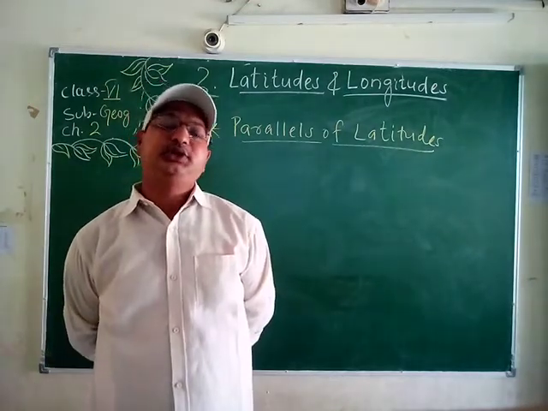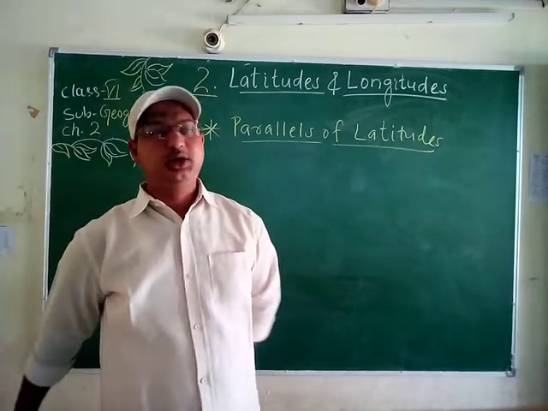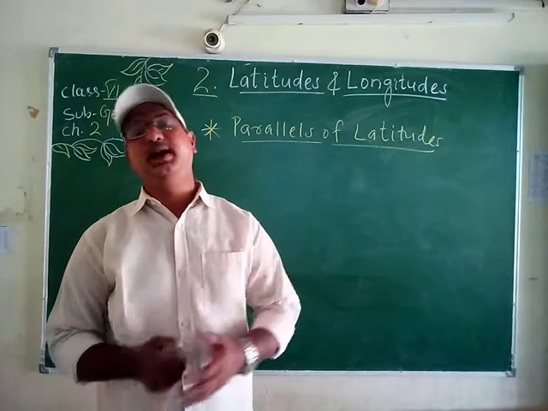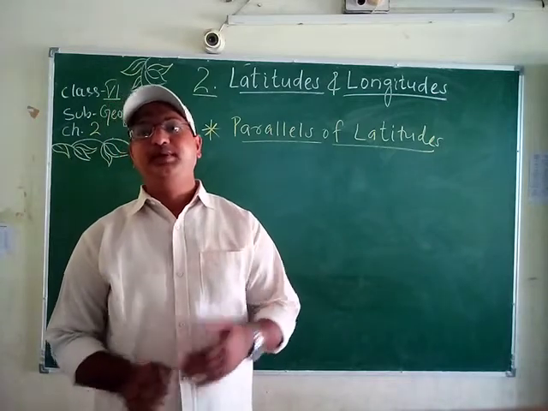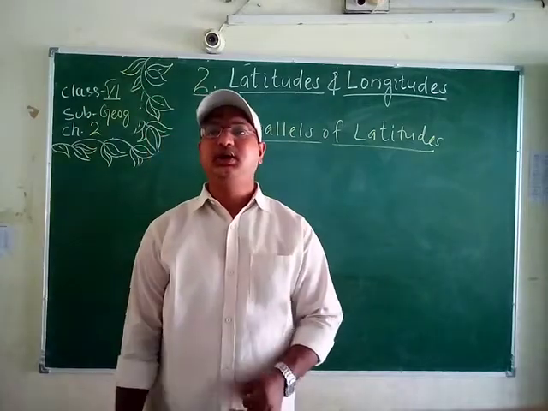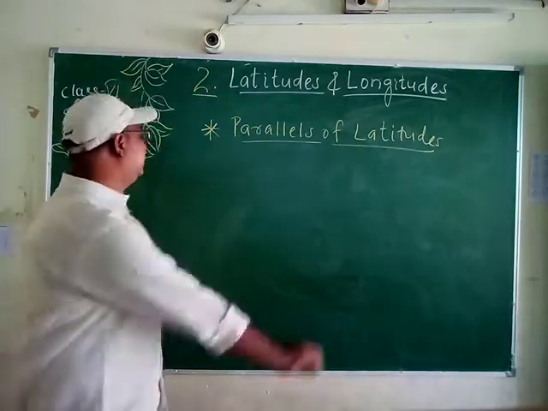If the Earth were cut into two equal halves, the dividing line would be the largest possible circle that can be drawn around the Earth, and that line is called the equator.